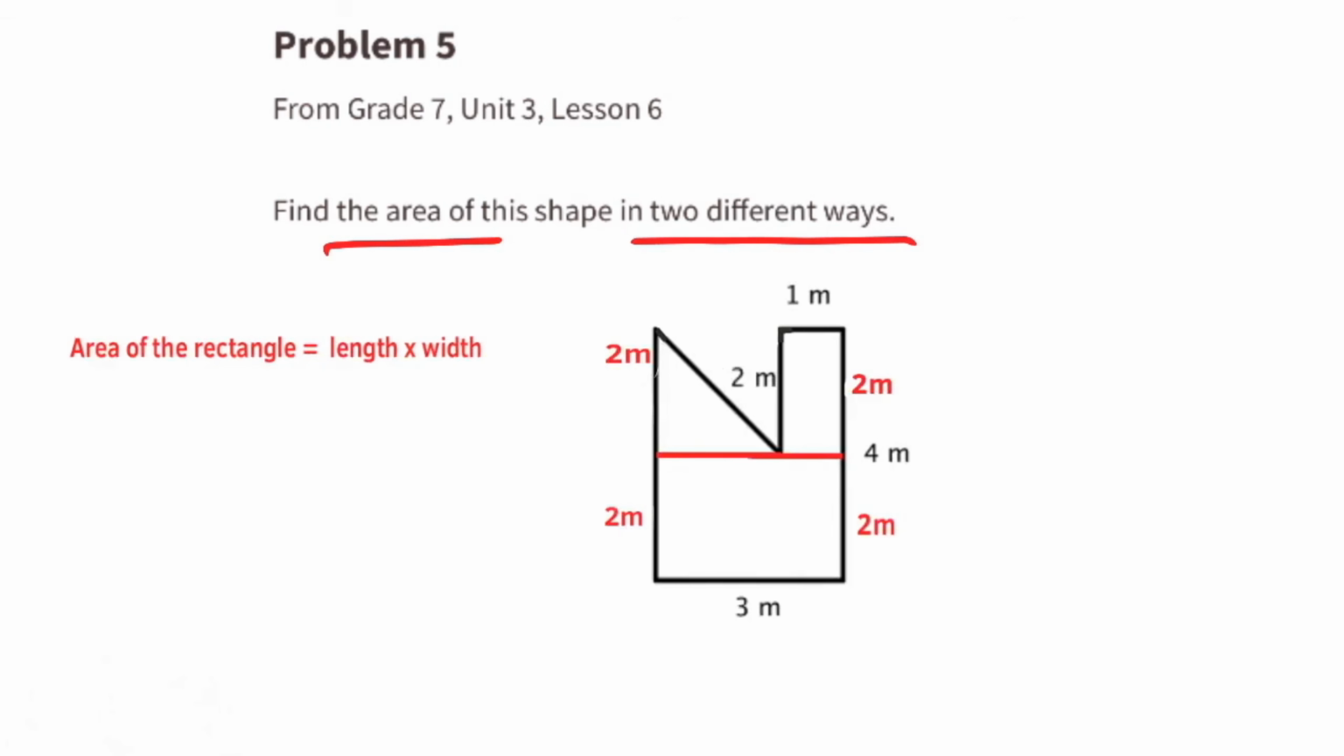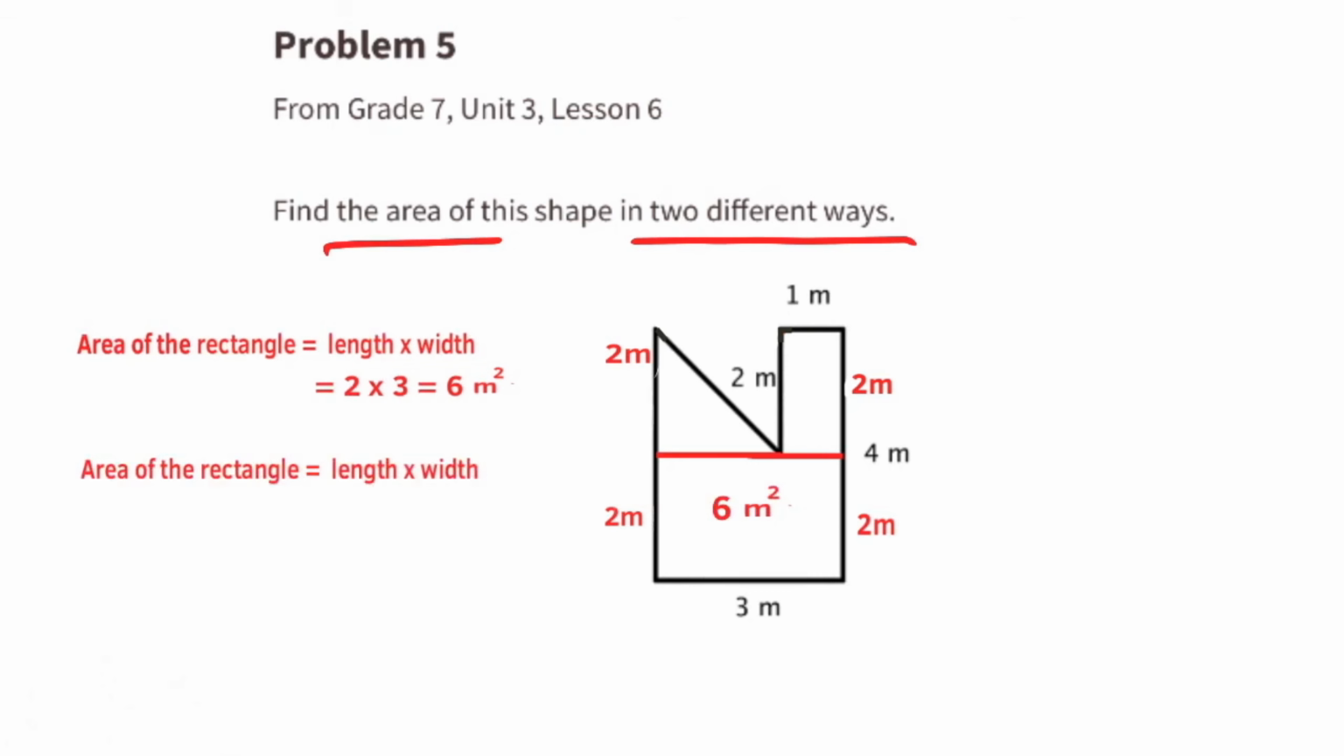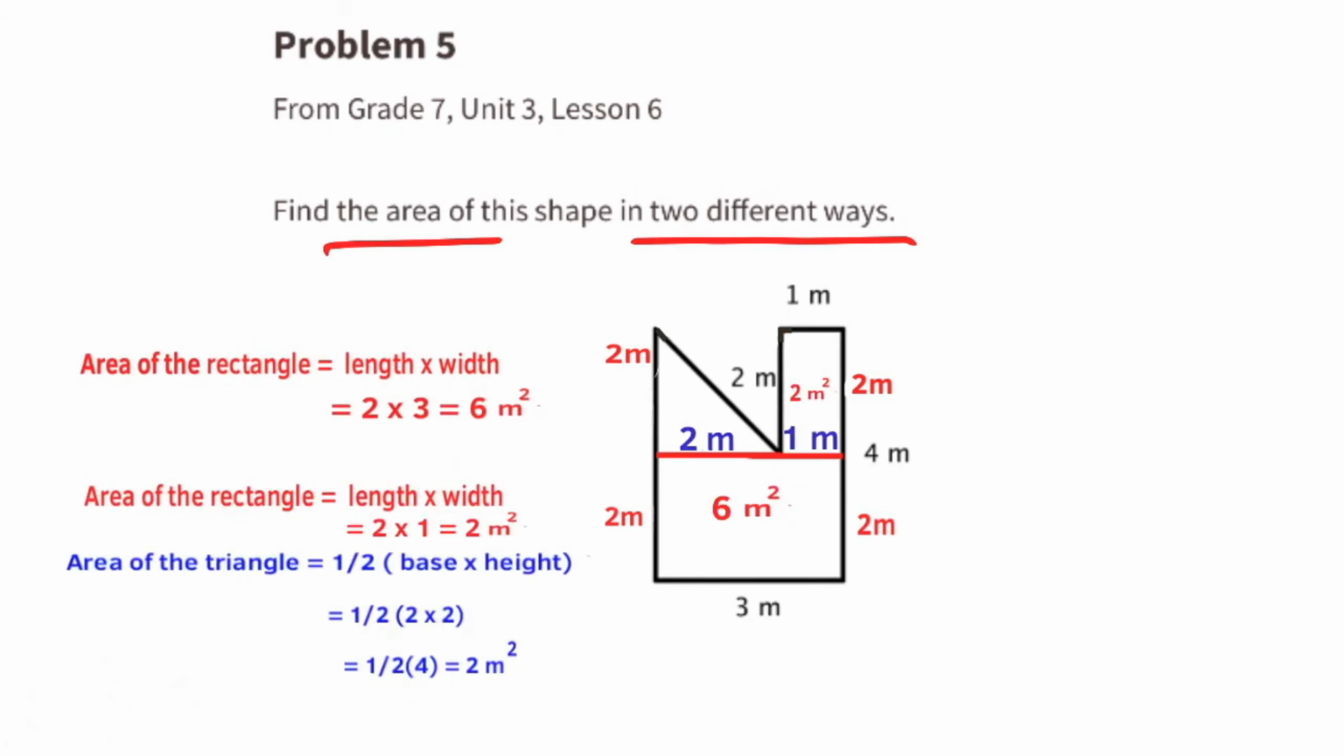Now let's use a different strategy to find the area of this shape. This time I've divided the larger shape up into 3 different shapes: a larger rectangle on the bottom, a triangle on the top left, and a smaller rectangle on the top right. The area of the larger rectangle is 3 meters times 2 meters, or 6 meters squared. The area of the smaller rectangle is 2 meters by 1 meter, or 2 meters squared.